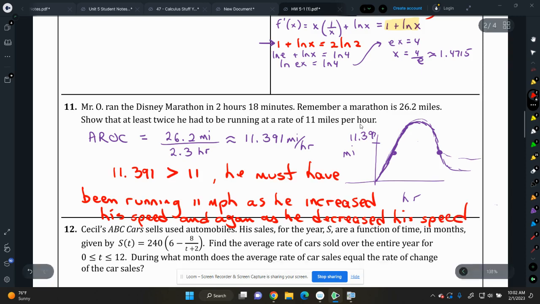But if he was traveling at 11.39 miles per hour at some point, because we know that at some point that average and that instantaneous had to be the same, then he had to hit that 11 on the way back down to when he stopped. Okay? Tricky one. That's the answer. Okay, let's go on to number 13.